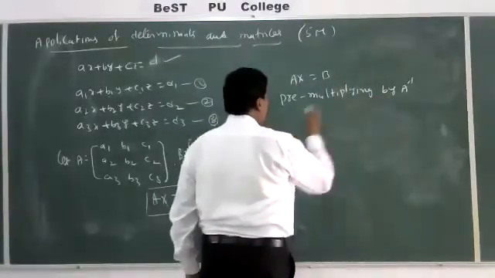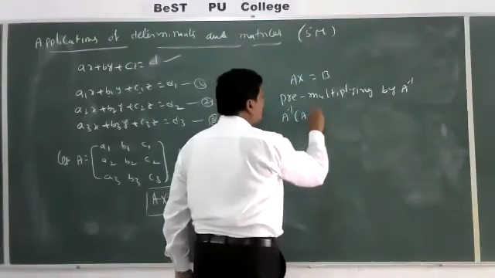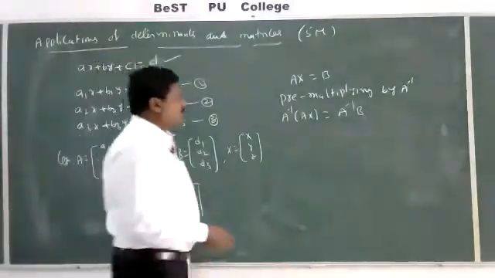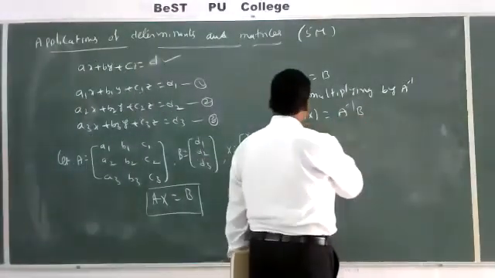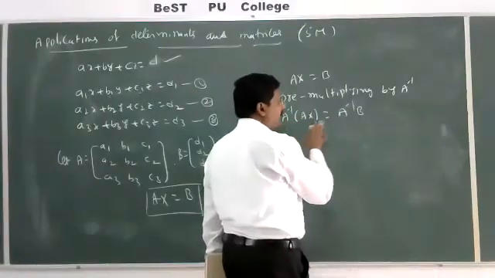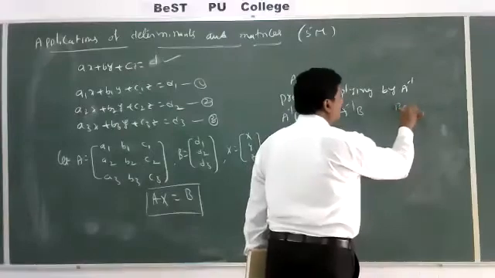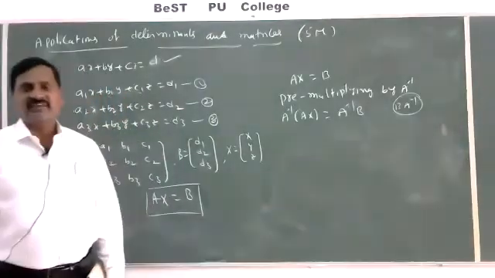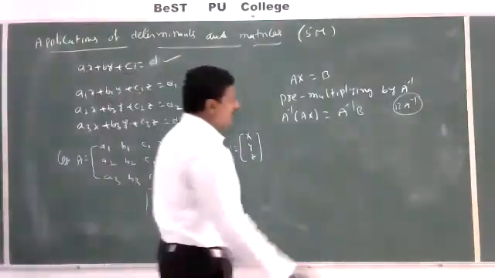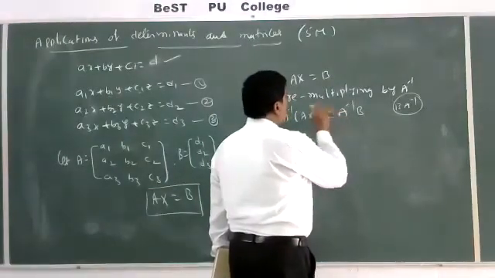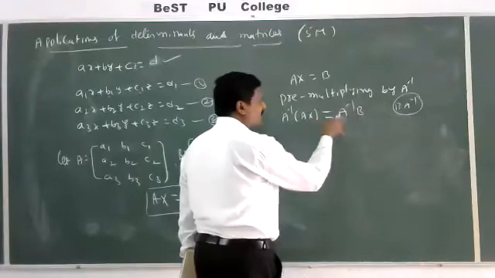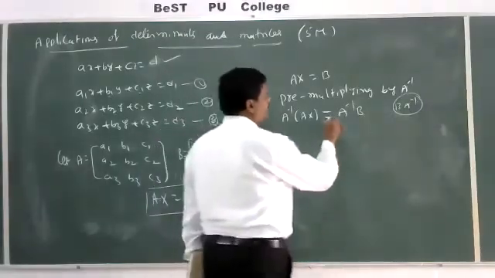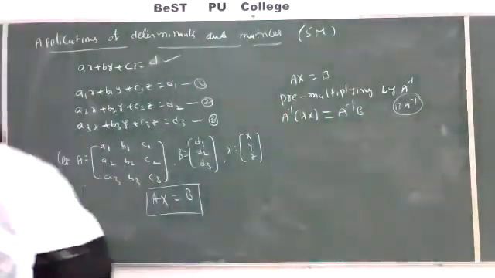Here if you multiply by A inverse, it is A inverse into Ax equal to A inverse into B. On the right side, if you write B into A inverse, that is wrong, because matrix multiplication does not satisfy the commutative law. That's why if you multiply on the left side, on the right side also it is compulsory to take the pre-multiplication only. A inverse into Ax equal to A inverse into B.